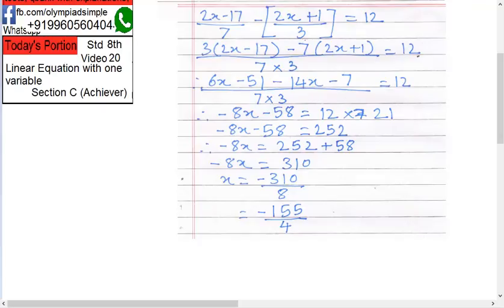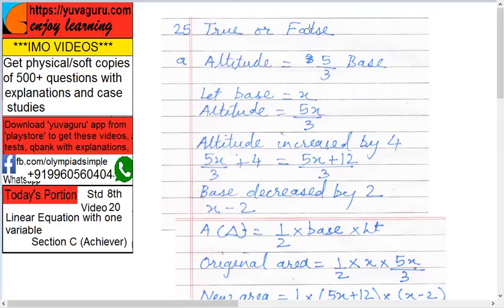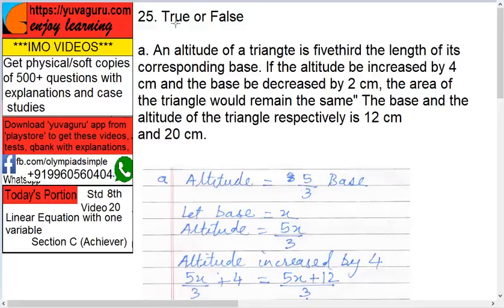Let's go to next. Next, straight, true or false. We have two parts in this. First is A. Let's see. Altitude equals 5 upon 3 of base. See here. First look at the problem. An altitude of a triangle is 5/3 the length of its corresponding base. If the altitude be increased by 4 centimeters and the base be decreased by 2 centimeters, the area of the triangle would remain the same. So, the base and the altitude of the triangle are respectively 12 centimeter and 20 centimeter.